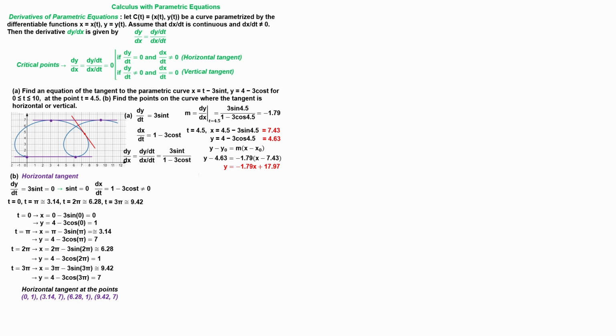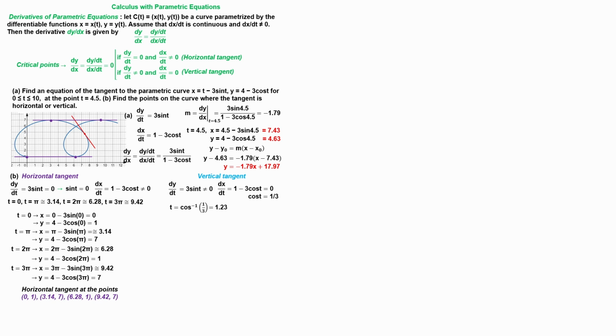To find the points where the curve has a vertical tangent, we set dy/dt to be non-zero and dx/dt to be 0. Setting dx/dt equals 0, we obtain the equation 1 minus 3 times cosine of t equals 0, which simplifies to cosine of t equals 1/3. You should use a calculator to find the angle whose cosine is 1/3. Solving this value, we obtain 1.23.